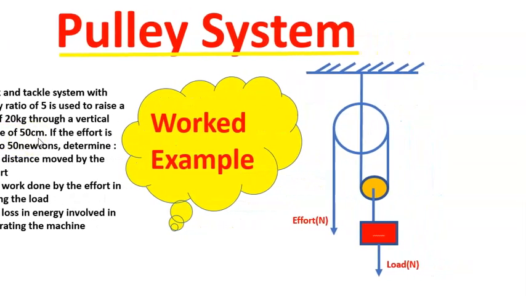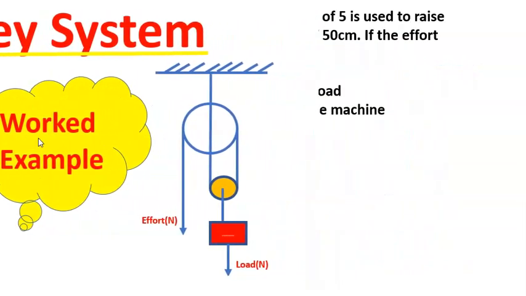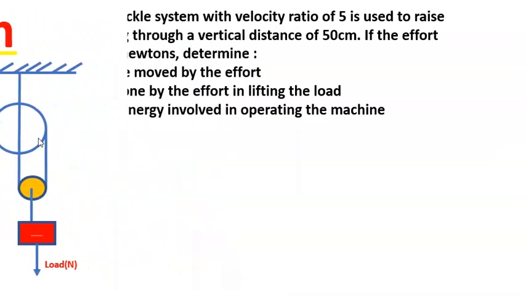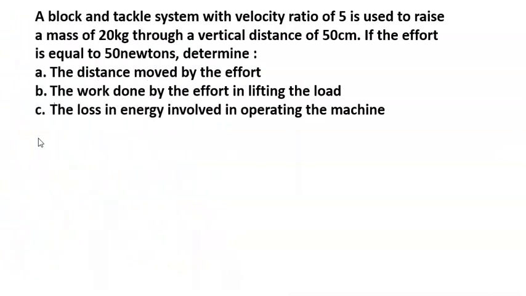Our example says a block and tackle system with velocity ratio of 5 is used to raise a mass of 20 kg through a vertical distance of 50 centimeters. If the effort is equal to 50 newtons, determine the distance moved by the effort, the work done by the effort in lifting the load, and the loss in energy involved in operating the machine.